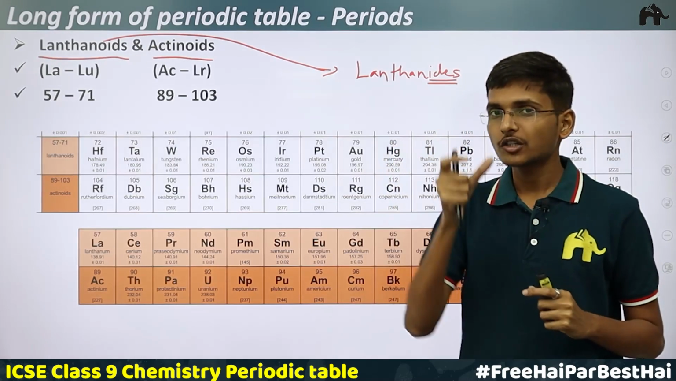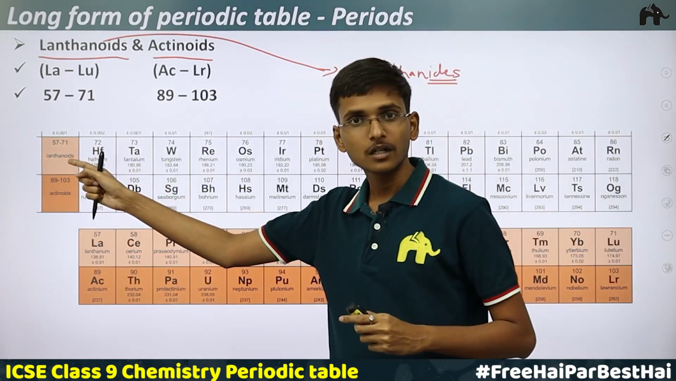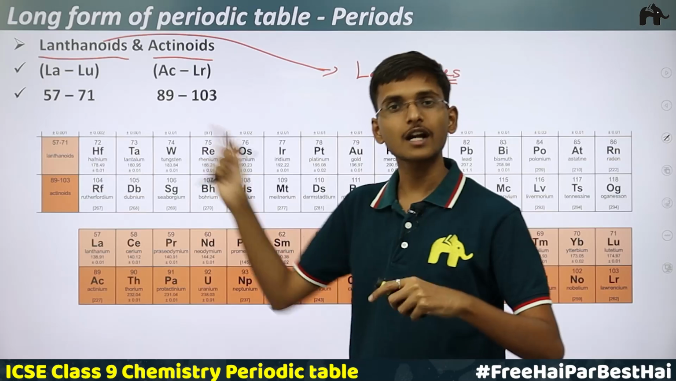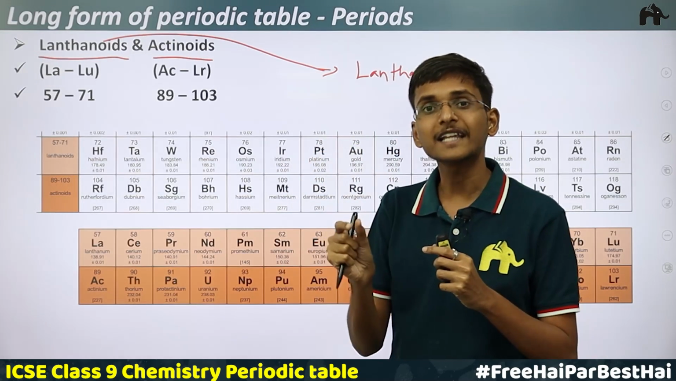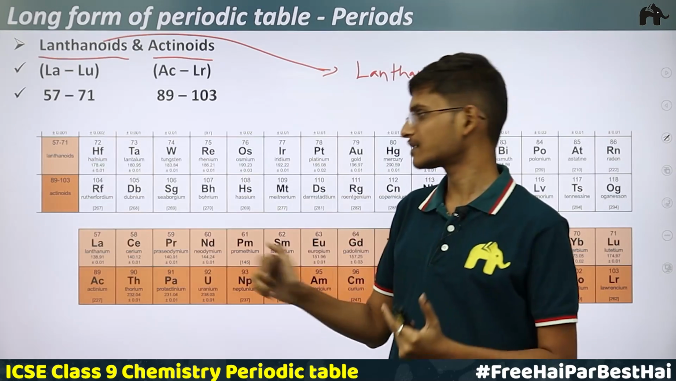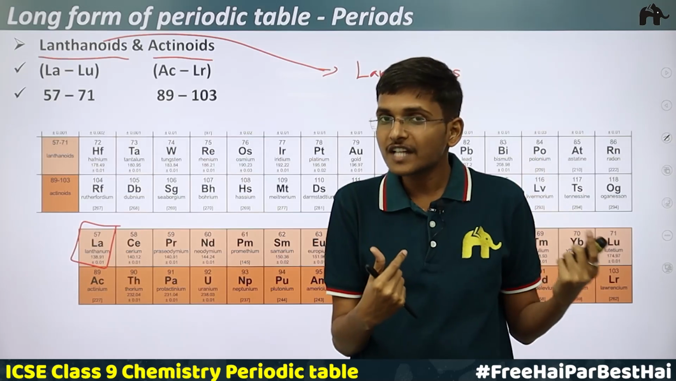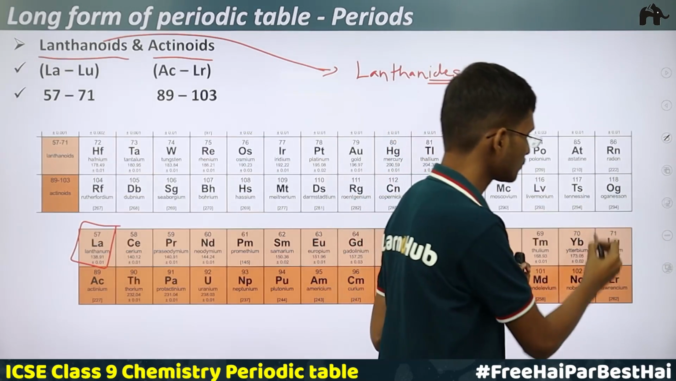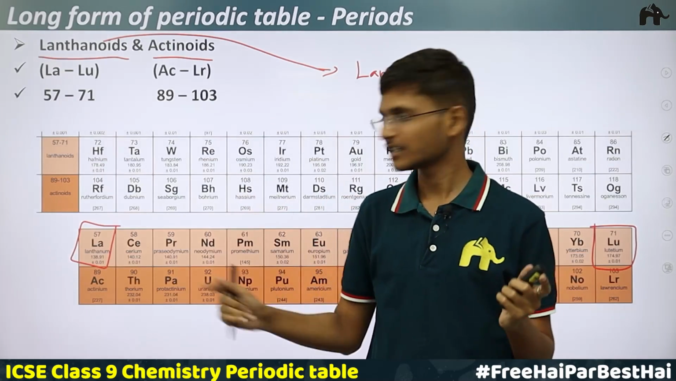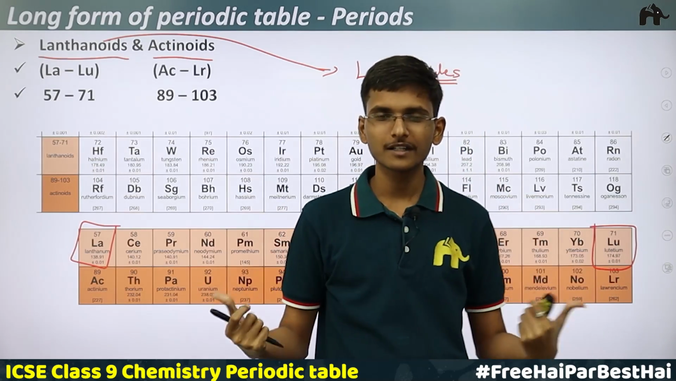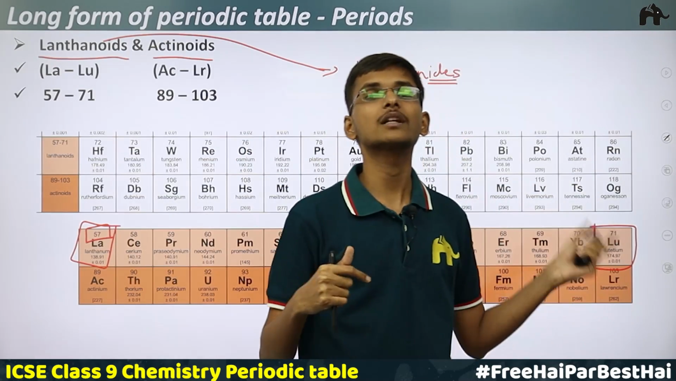Lanthanoids is the group of 15 elements present in the 6th period, 3rd group. These start from lanthanum, so the first element is lanthanum itself. The last element is lutetium. How would you remember this? Just remember in a rhythm, La Lu. The atomic number of lanthanum is 57, and lutetium's atomic number is 71.